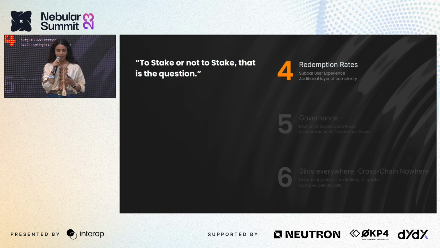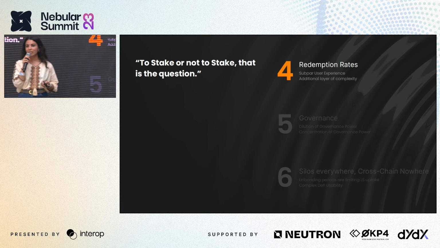Another big one here is redemption rates. As I mentioned before, a redemption rate token is a token that accrues value over time, and you only realize that value once you exit that position. All liquid staking tokens are redemption rate tokens. The other thing also is that you have to keep track of the evolution of that redemption rate. And honestly, whichever way you look at it, it's just a very bad user experience.